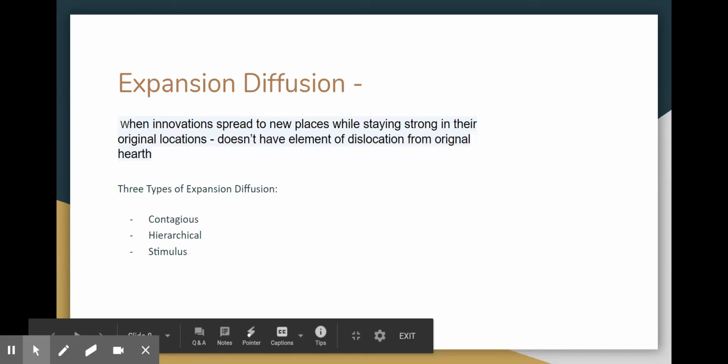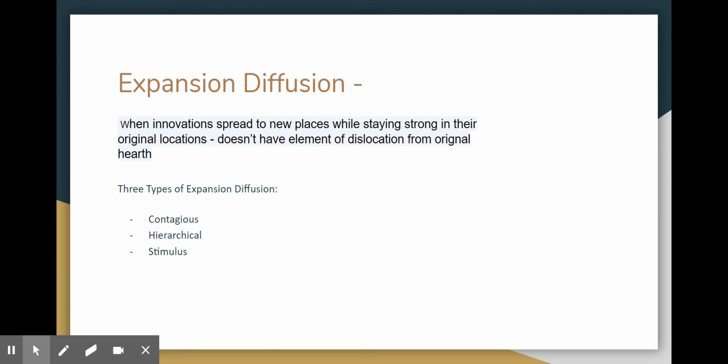All right, so today we're talking cultural diffusion, and this is a term that means essentially the spread of culture from one place to another. So today we're going to talk about one of the two main types of cultural diffusion, and sort of the subtypes that fall into what we would call expansion diffusion.